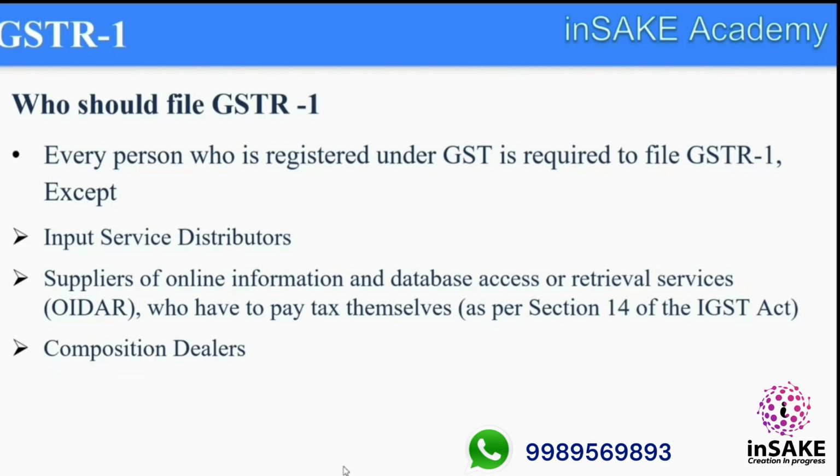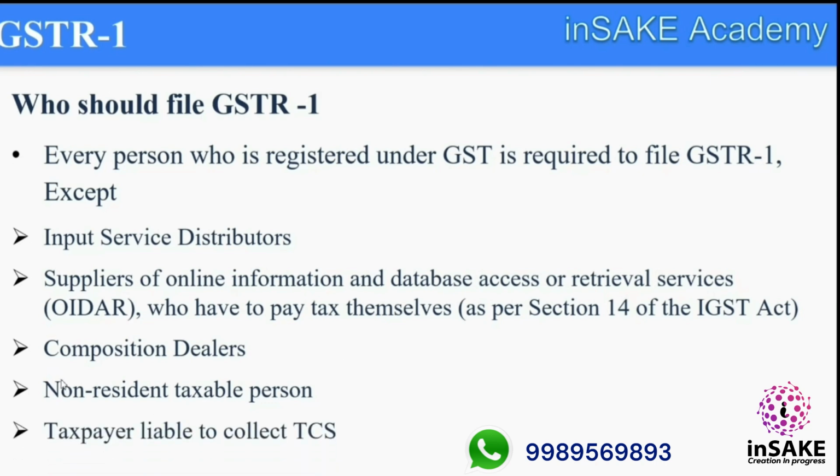And third are composite dealers. The composite dealers are going to file CMP-08 on a monthly basis and GSTR 4 on an annual basis. That is why they are given an exemption to not file GSTR 1. And the non-resident taxable person has to file GSTR 5 on a monthly basis. And the last item is a taxpayer liable to collect TCS and also TDS. They file on different forms, that is, they are not required to file GSTR 1.